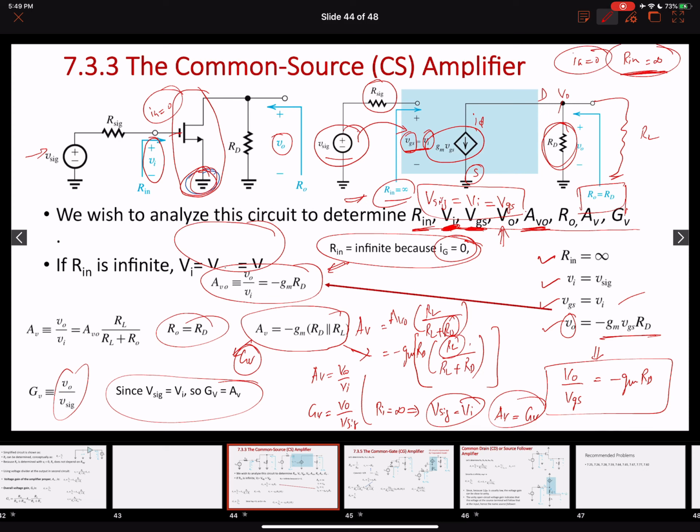So I hope that by doing these three analyses, you should be able to solve any of the circuits in any of the configurations. In the next lecture, I will do a few quick examples so that we can delve deeper into solving some of the circuits. And that will be the final lecture on this MOSFET amplifiers topic. Beyond that, we will start to talk about our next topic, bipolar junction transistors.